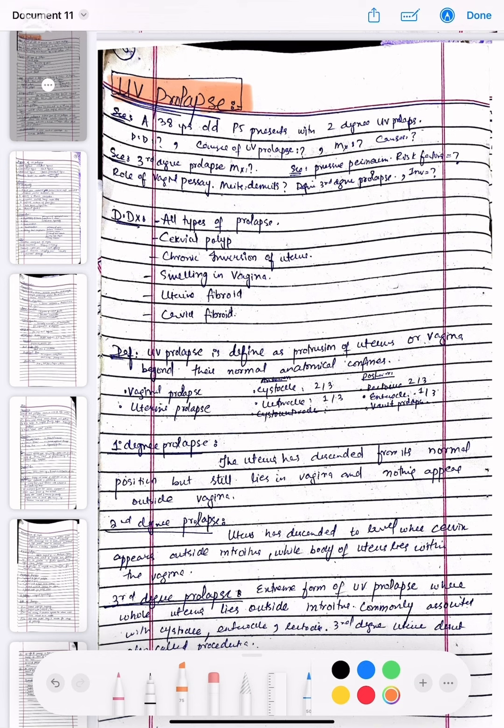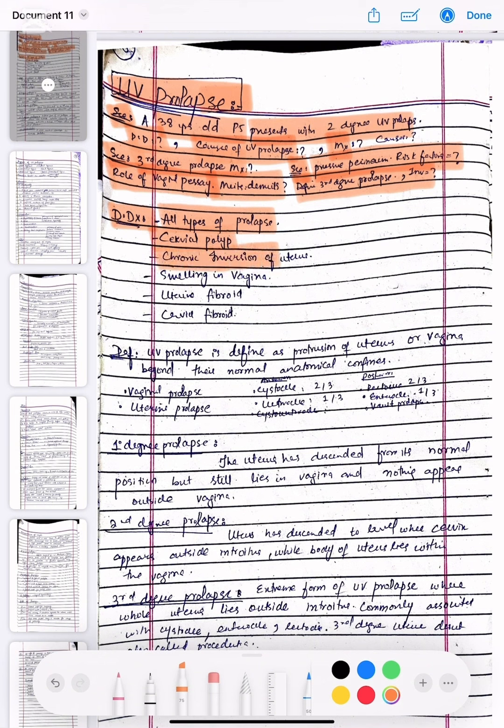Okay, so UV prolapse, we are having a scenario that there is a 38 years old P5 presents with 2nd degree UV prolapse. What are the differential diagnosis, the causes, the management? And another scenario is that there is a 3rd degree prolapse. So what is the management? Then the scenario is that there is a perineum. So what are the risk factors, the role of vaginal pessaries, the merits and the demerits, and define the 3rd degree prolapse and investigations.